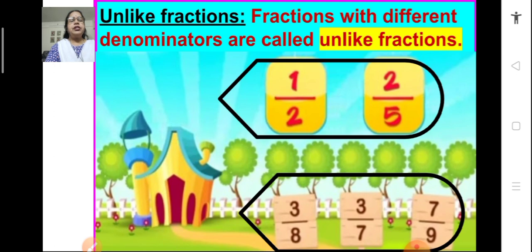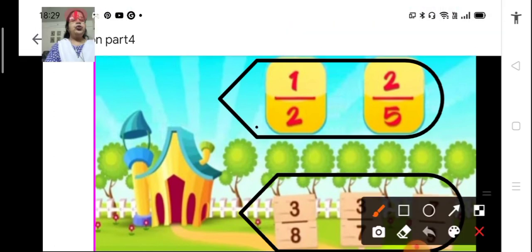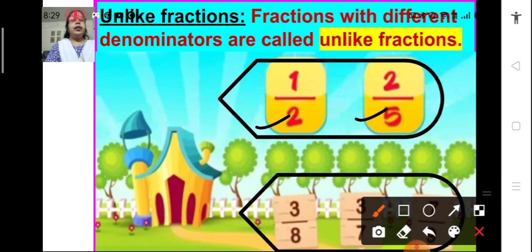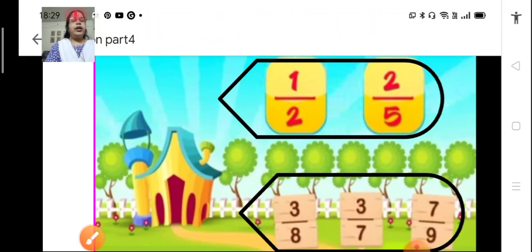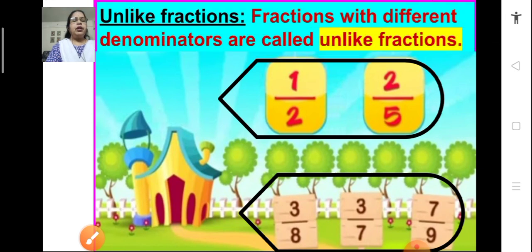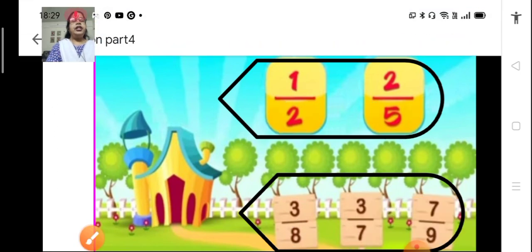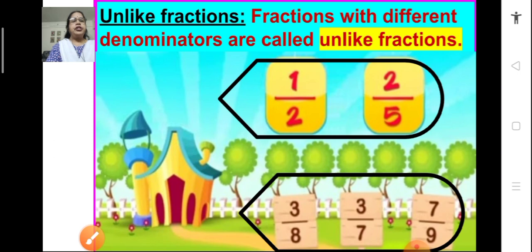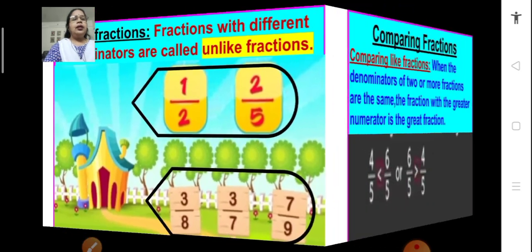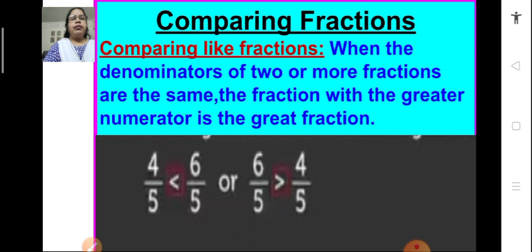And here we have fractions, like you can see here, 1 upon 2 and 2 upon 5. Alright, and the next one is 3 upon 8, 3 upon 7 and 7 upon 9. So here we have fractions which have different denominators. These fractions which have different denominators are known as unlike fractions. So the fractions with the same denominator are known as like fractions, and the fractions with different denominators are called unlike fractions. Now how do we compare fractions?